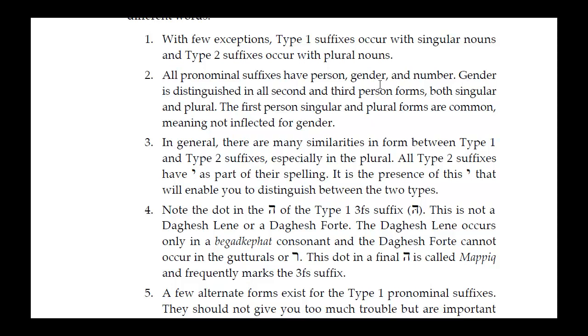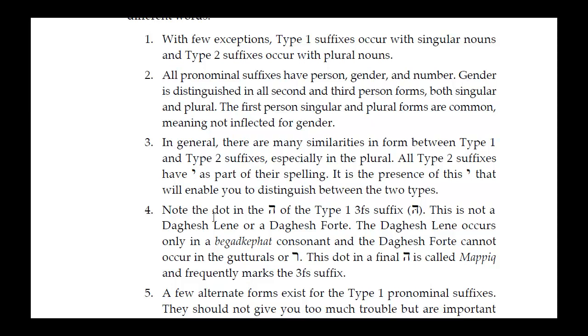Now, in general, there are many similarities in form between the type 1 and type 2 suffixes, especially in the plural. But all type 2 suffixes have the yod as part of their spelling. As I mentioned earlier, that's a key to look for to show you that that is the type 2 pronominal suffix attached to a noun or a preposition. It is the presence of this yod that will enable you to distinguish between the two types, type 1 and type 2.